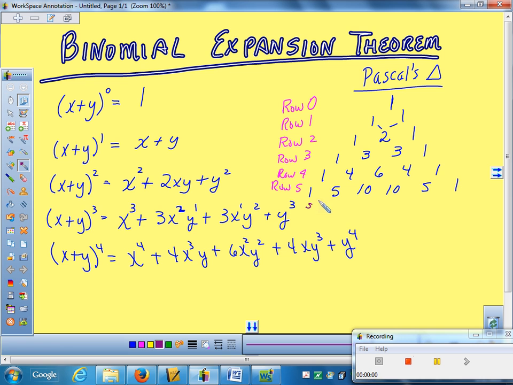That 1 is what you get when you do 5C0. 5 is what you get when you do 5C1. 10 is 5C2, and it's also 5C3. Both of those give you the same answer. This is 5C4 and 5C5. So row 5 is all combinations that start with 5. Row 4 is all the combinations that start with 4. So every single number in there is one of the numbers you get from doing combinations.